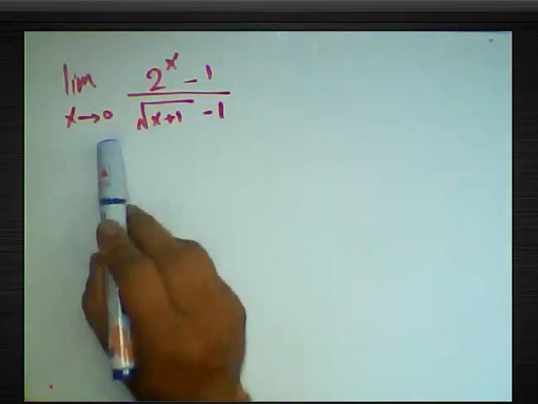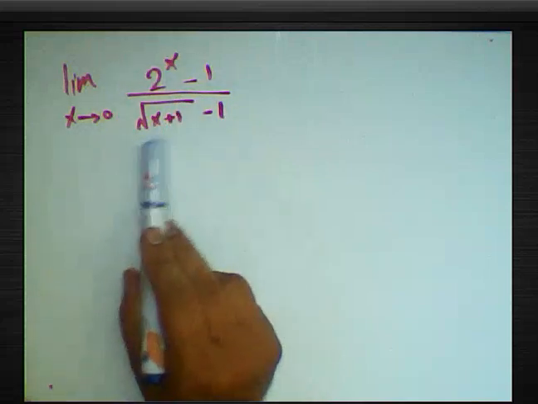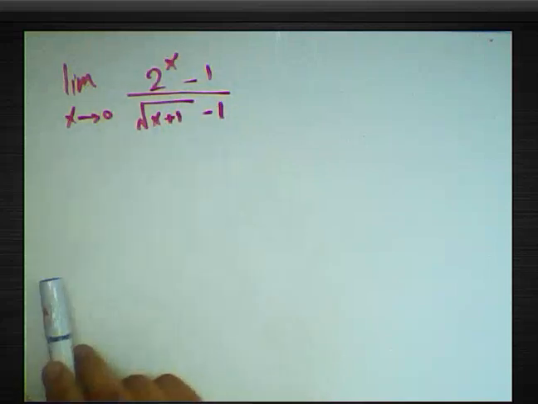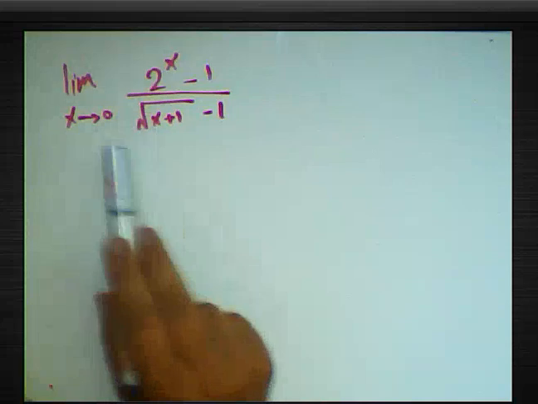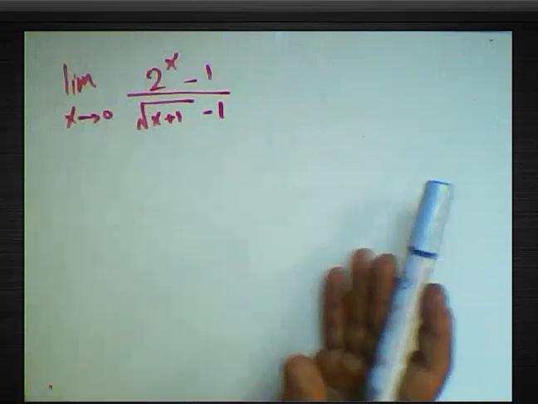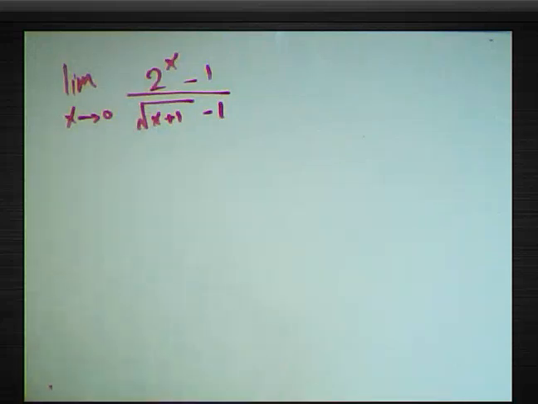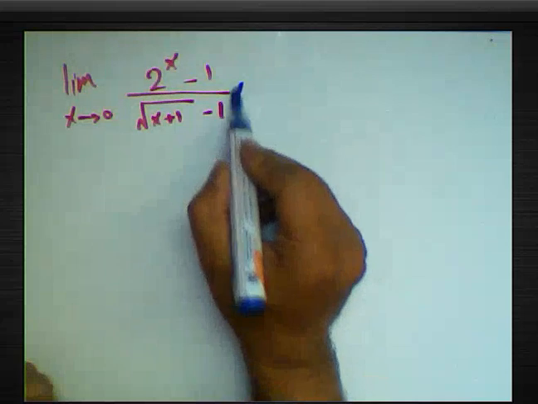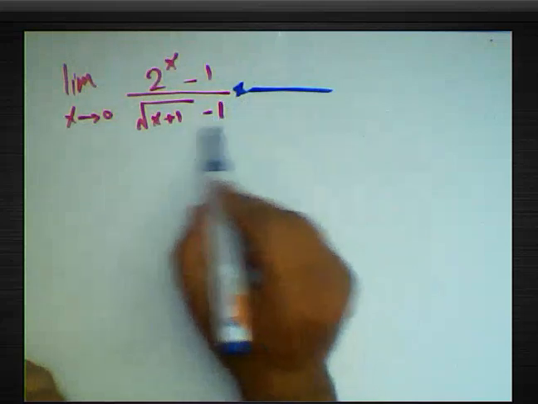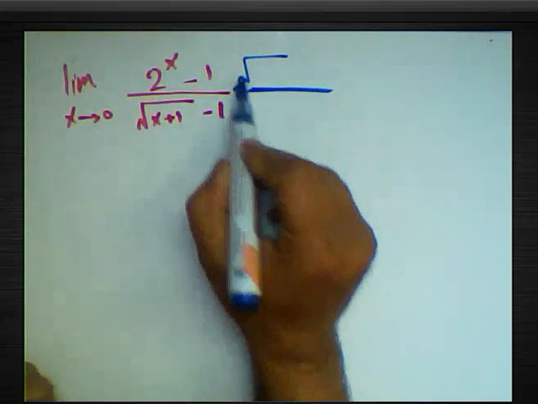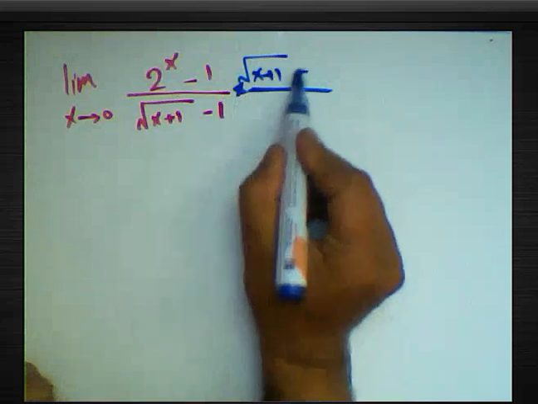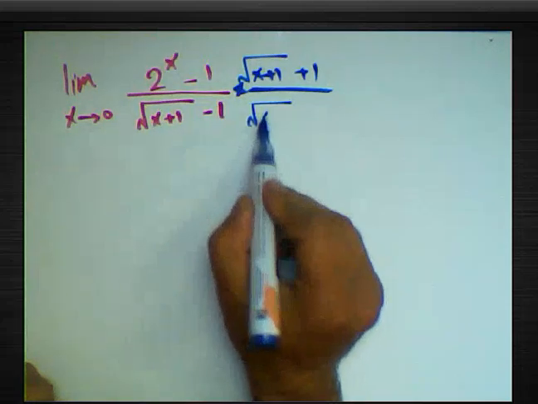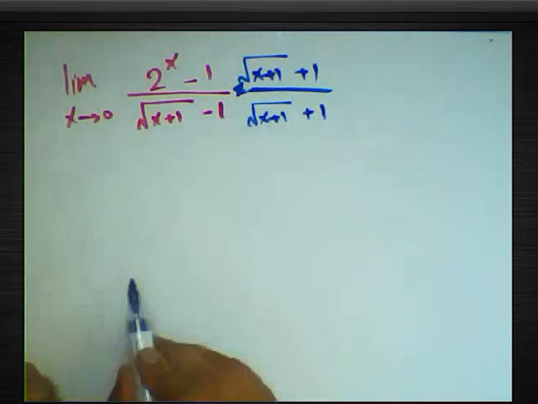The limit as x approaches 0 of (2^x minus 1) over (square root of (x plus 1) minus 1). In this example, if we put 0 here, the result will be 0 over 0, undefined. So we must think about these steps: multiplying by the conjugate of the denominator, the square root of (x plus 1) here, and here the square root of (x plus 1) plus 1.